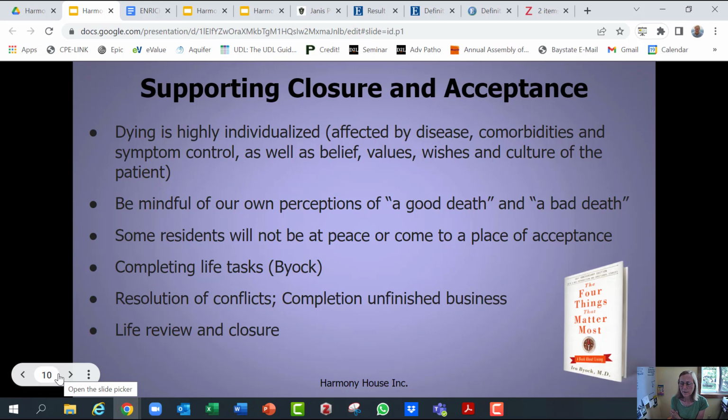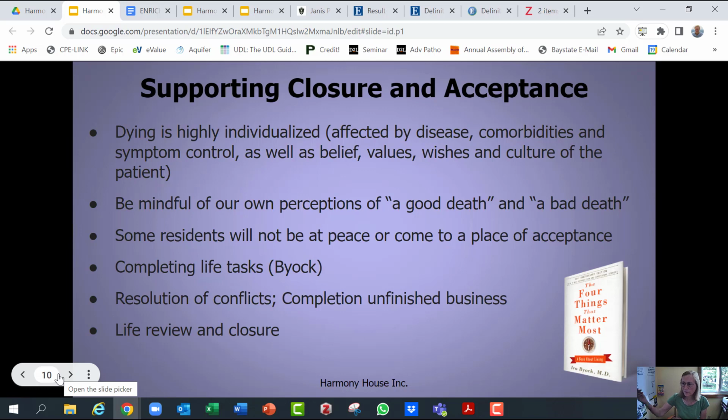I think it's worth mentioning that some residents will never come to be at peace or come to a place of acceptance of their own death, and that's difficult for us to see as caregivers. We want people to come to a place of closure. We want them to be able to complete their life tasks.